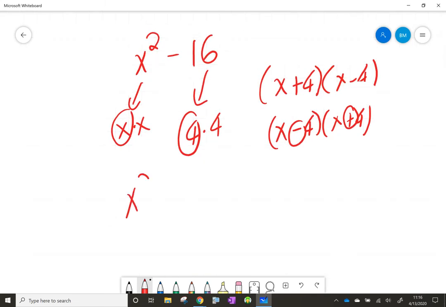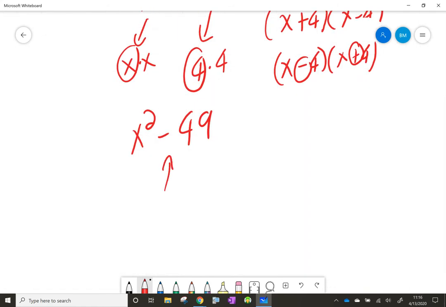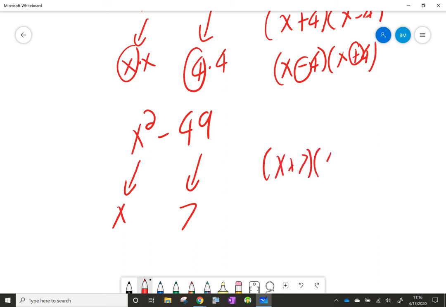So if I did another one, let's say x squared minus 49. Again, I got the minus sign, so that checks out. And then the square root of this is x, the square root of this is 7, right? So my values are x and 7, meaning my answer would be x plus 7 and x minus 7. Simple as that, okay?